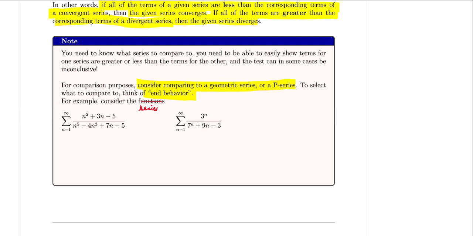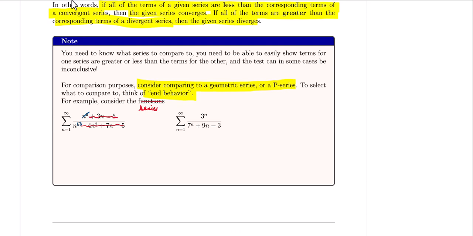So if you consider this one here, and you can think of it as a function, n squared plus 3n minus 5 all over n to the 5th minus 4n cubed plus 7n minus 5, thinking about the n behavior, you know that only the terms with the highest powers are the ones that are going to come into play. So on the numerator, I can ignore the 3n minus 5, and on the denominator, I can ignore everything and just focus on the term with the highest power, the highest degree. So this one here is the n to the 5th. Now we can simplify this even further, canceling out an n squared on the numerator, leaving us only with an n cubed on the denominator.